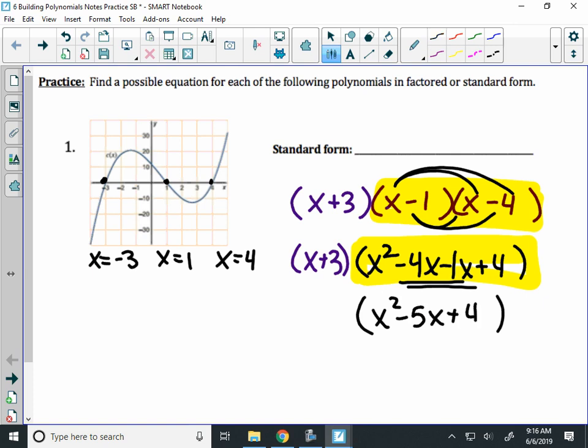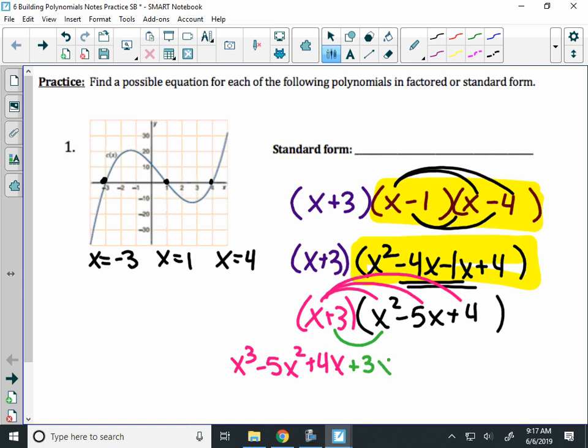Well, now what I can do is distribute the x plus 3. Now I have two things to multiply together again. So I'm going to start with distributing the x to all three terms. X times x squared is x cubed, minus 5x squared, plus 4x. Then I distribute the 3. 3 times x squared, minus 15x, plus 12. And to finish the problem, you combine like terms.